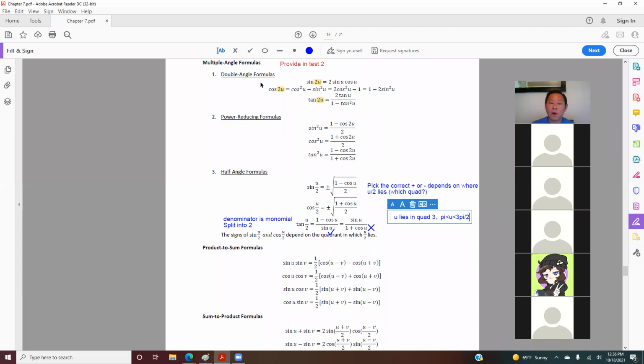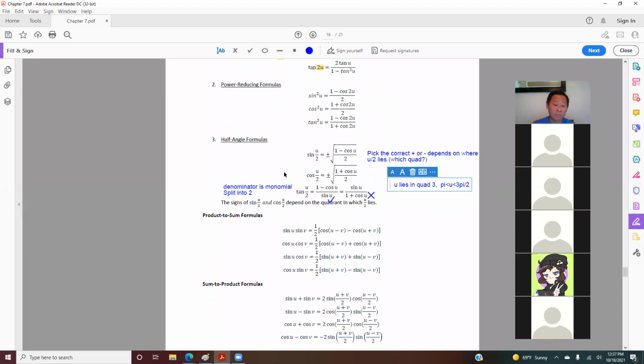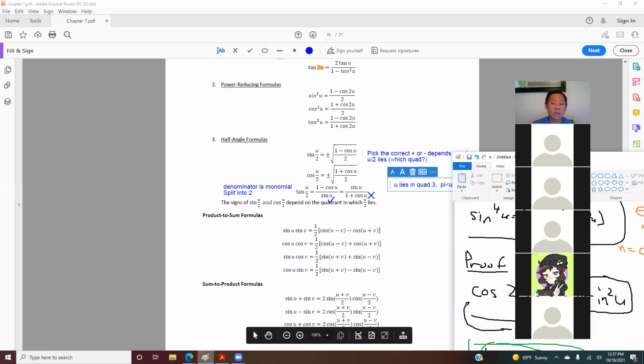The first three formulas are double, the next three formulas are power, and then half, and then product to sum, sum to product is fixed. I don't want to change everything around so that you get used to this formula page here. So make sure you know these formulas. Okay, everyone okay with this? Anyone have any questions for me?